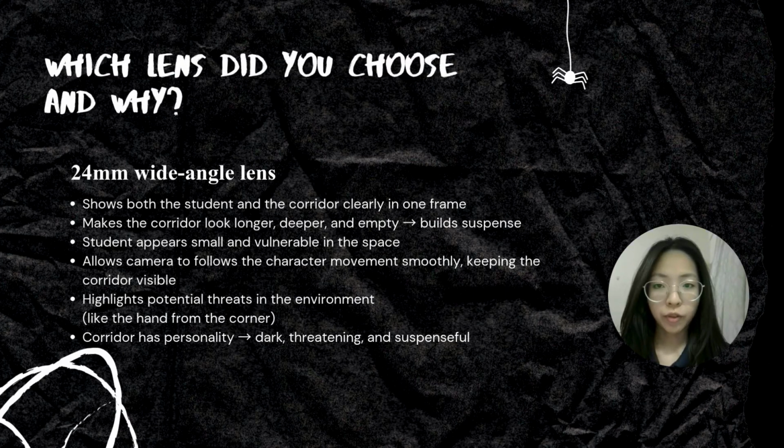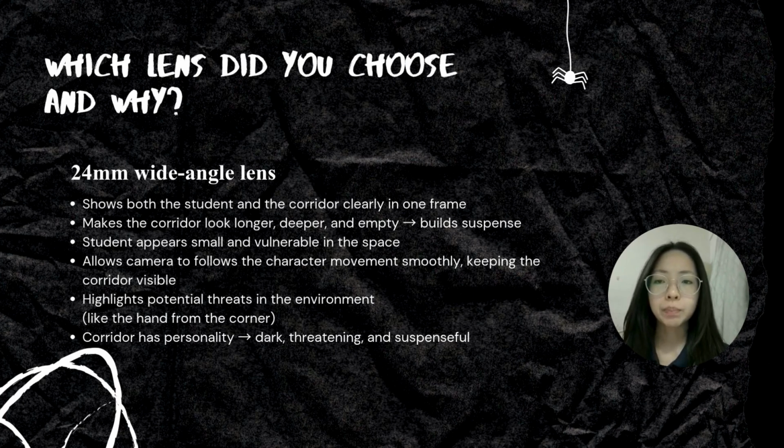We use a 24 mm wide-angle lens because our scene is set in a long and dark school corridor. With this lens, we can see the student and the corridor in one frame, which is really important for building suspense and showing the horror environment. The wide lens makes the corridor look longer and kind of empty. This amplifies the tension because the student looks small and vulnerable in the space, and the audience can see the empty surroundings, which will make them feel uneasy.